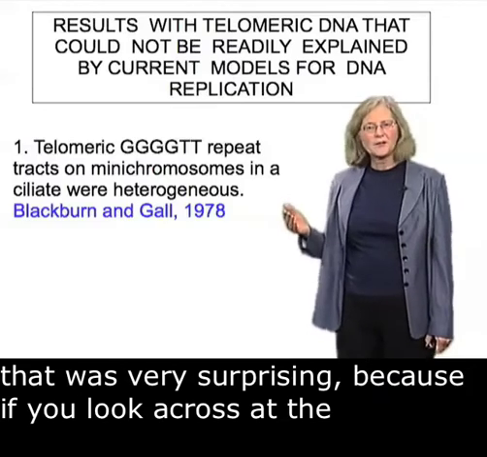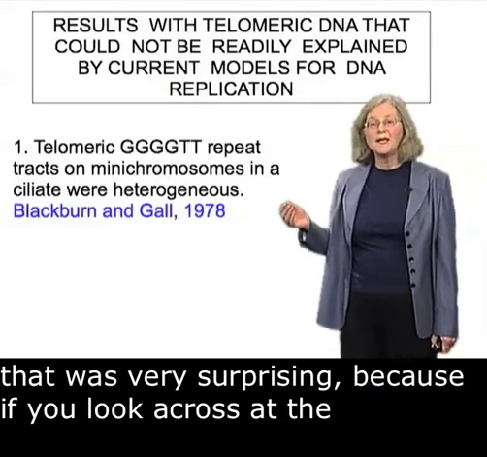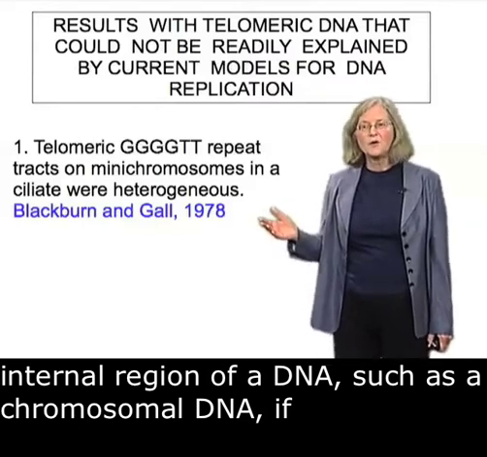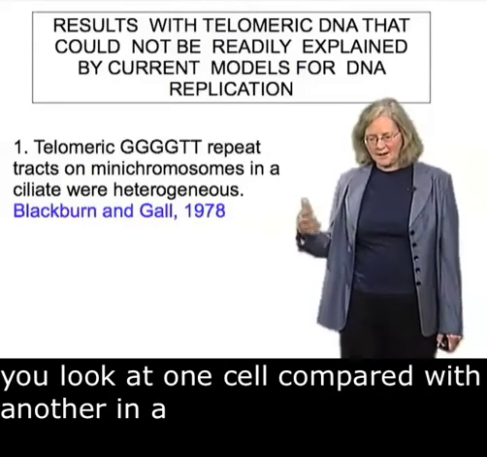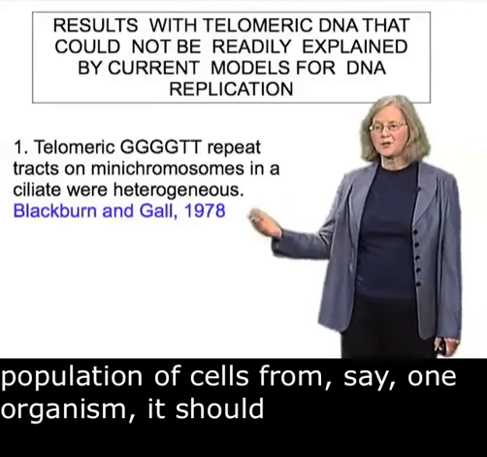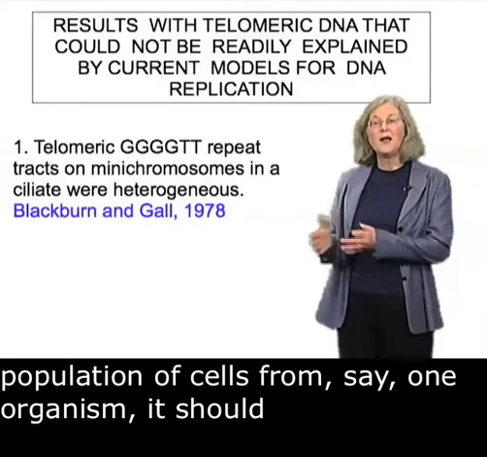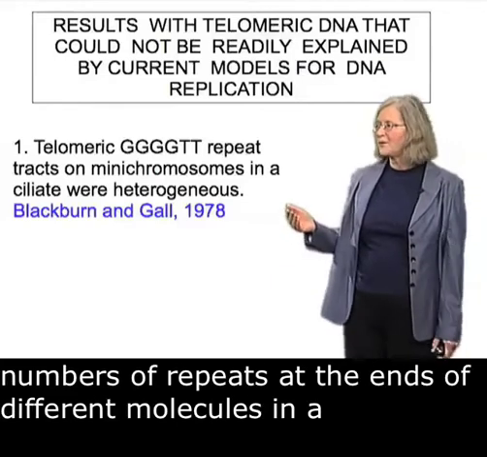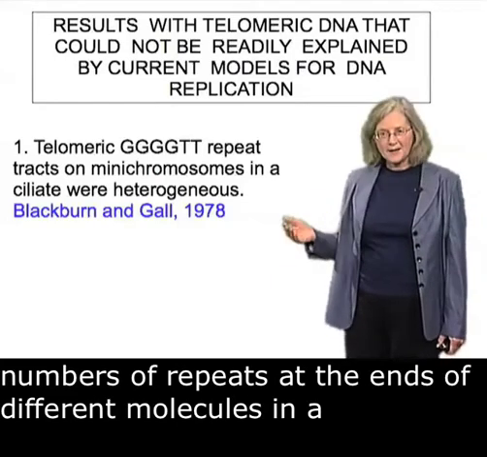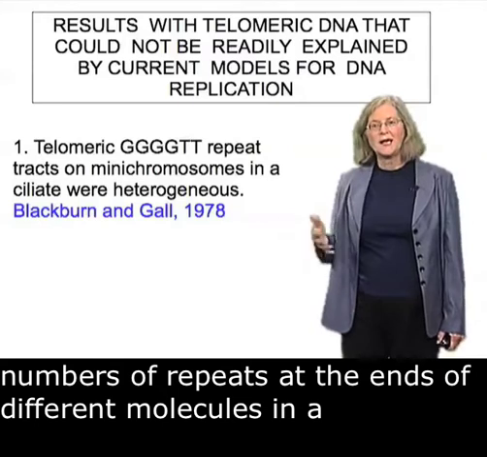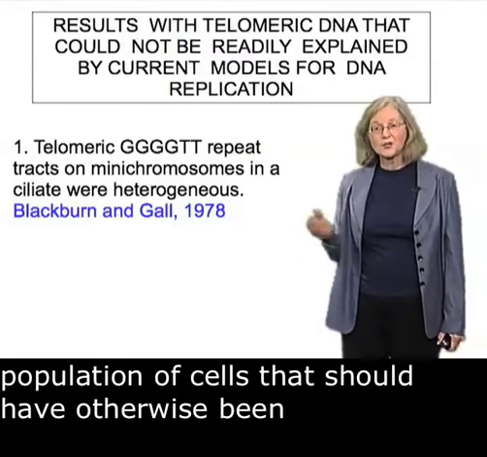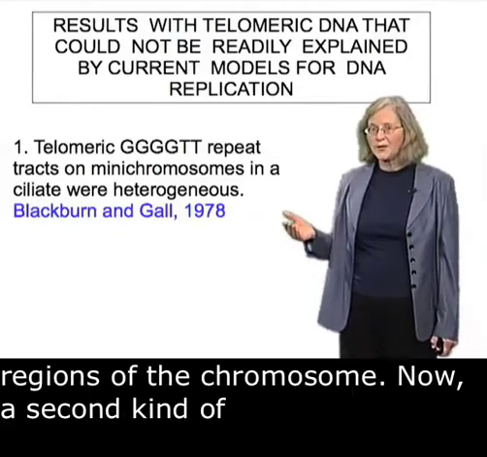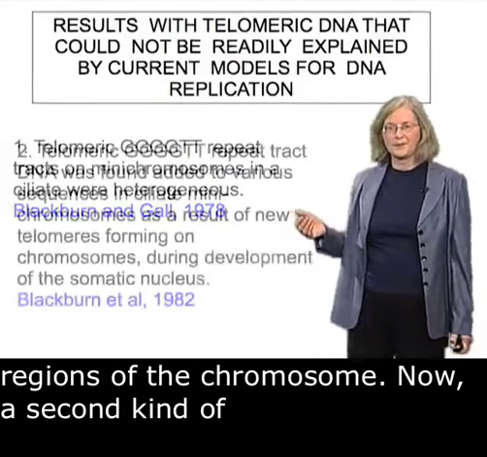So that was very surprising because if you look, of course, at the internal region of a DNA, such as a chromosomal DNA, if you look at one cell compared with another in a population of cells from, say, one organism, it should always be an identical sequence. So here were different numbers of repeats at the ends of different molecules in a population of cells that should have otherwise been homogeneous and were homogeneous in their internal regions of the chromosome.